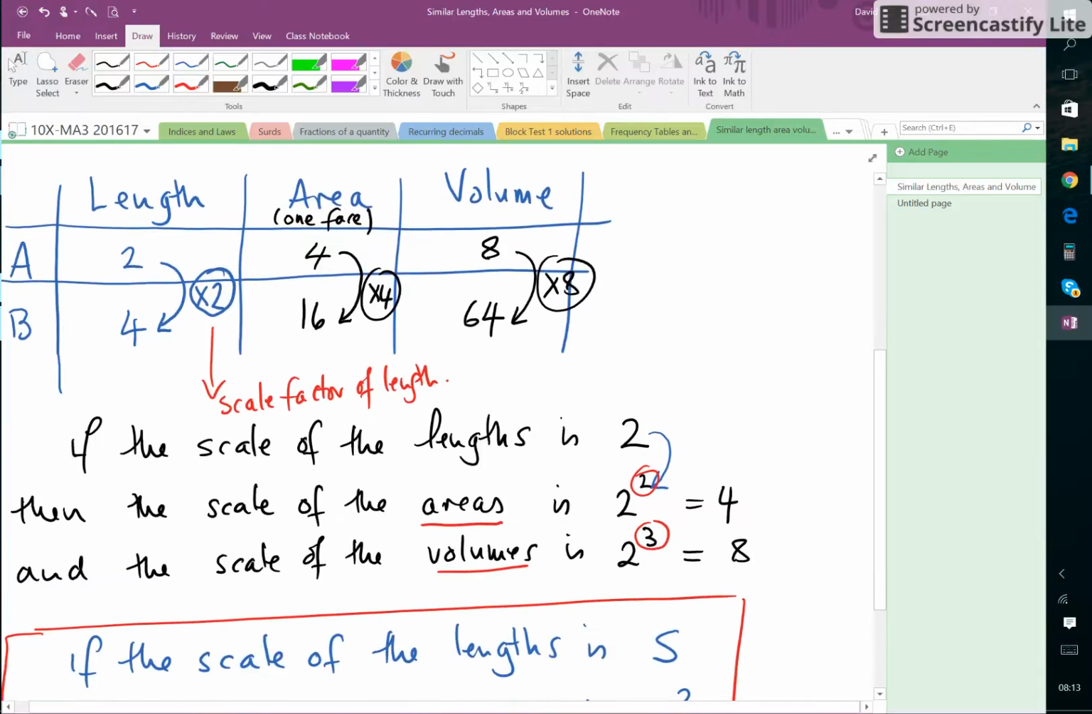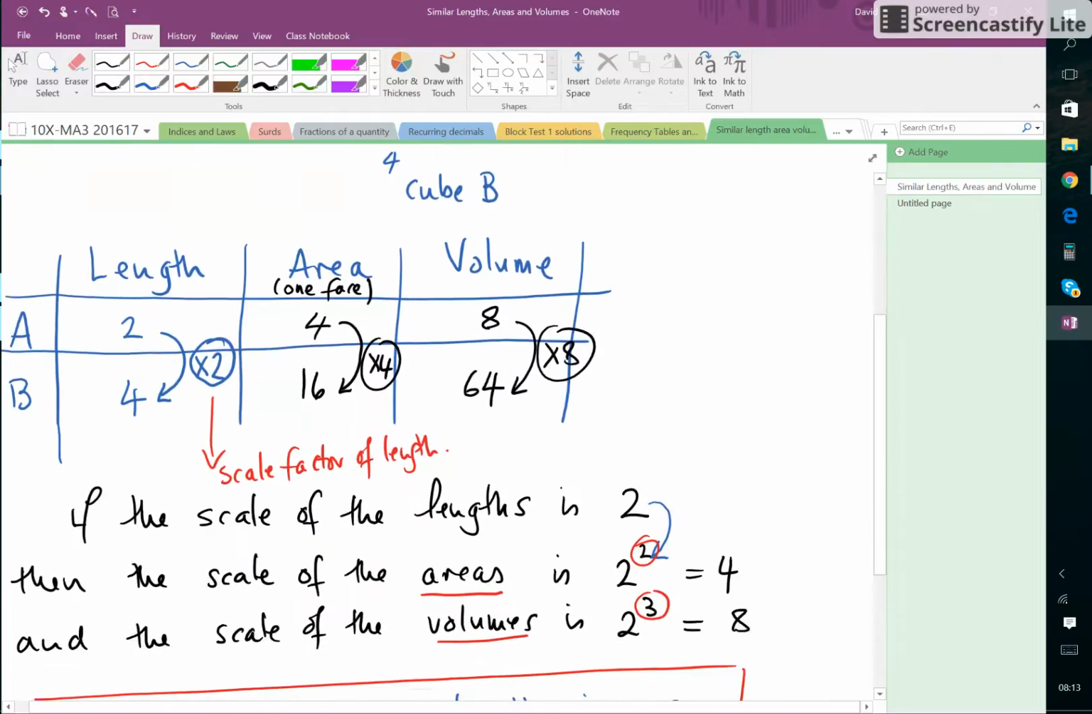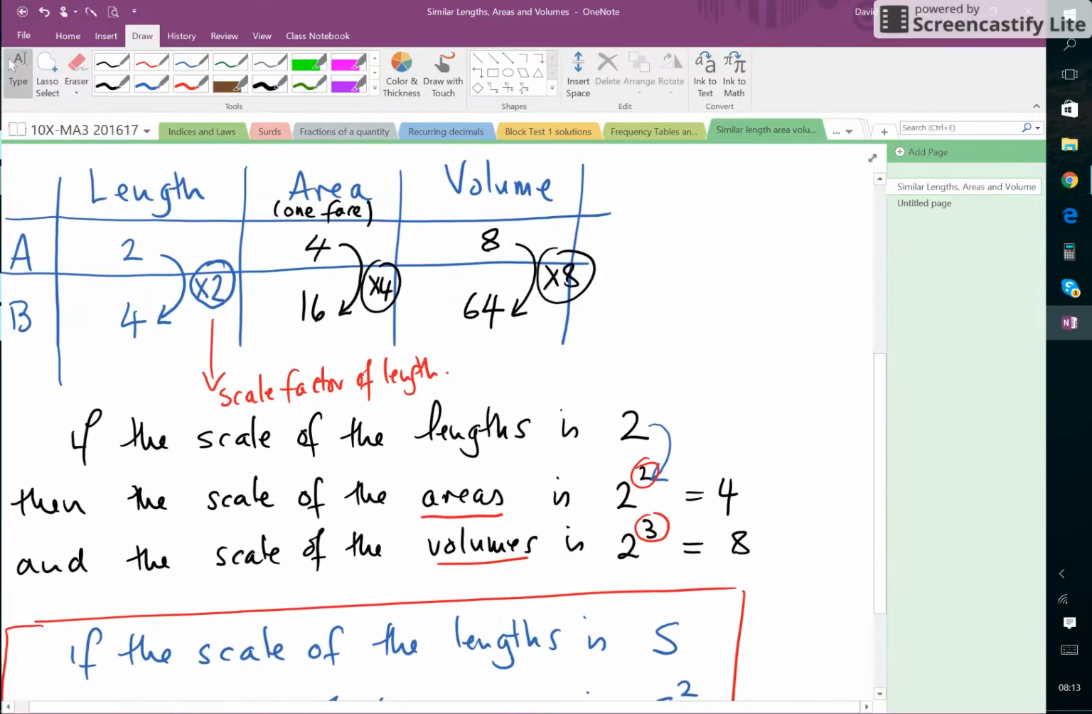So let's generalize that now. If the scale factor of the length is s, in other words, this first cube, whatever its lengths are, the lengths of the larger cube are s times as big. Okay, so if our scale factor of our lengths is s, just pause for a second and I'd like you to tell me what the scale factor of the areas is.